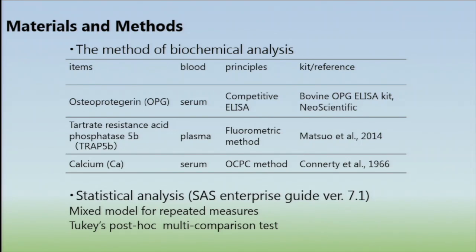This is the biochemical analysis that I conducted. OPG was measured using a commercial ELISA kit, and TRAP5B was measured using the fluorometric method, as we previously reported. And we also measured calcium. Statistical analysis was conducted using SAS Enterprise Guide.